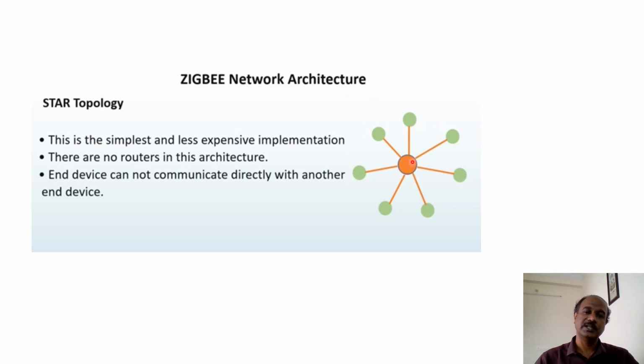So there will be a ZigBee coordinator centrally. Then the end devices will get connected to this ZigBee coordinator. These end devices cannot communicate directly, they have to go through the ZigBee coordinator. So this is called a star topology, where centrally there is a ZigBee coordinator and the end devices get connected to the ZigBee coordinator. This is how we can set up a ZigBee network.